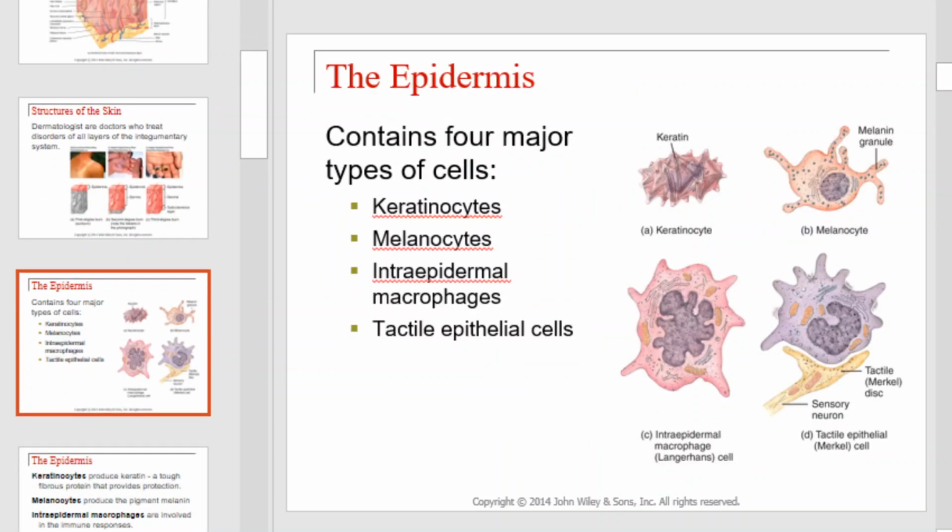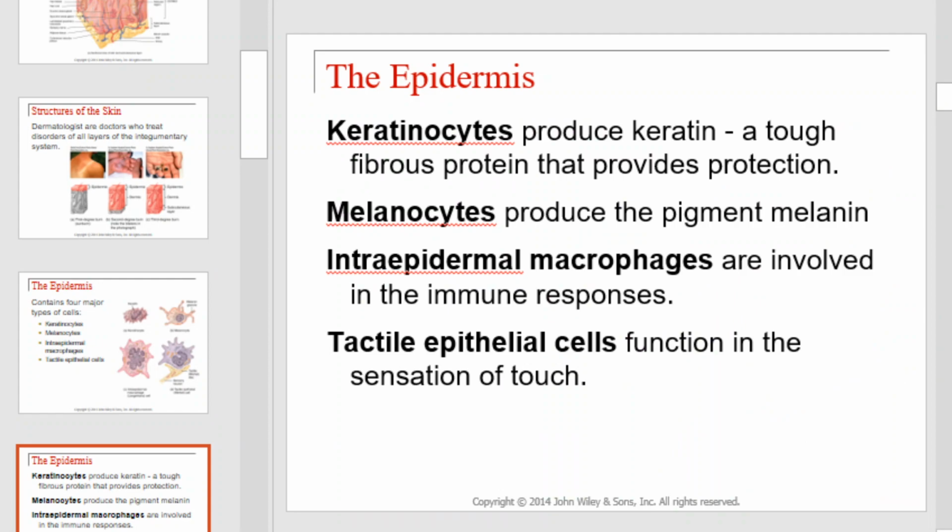The epidermis. The epidermis contains four major types of cells: keratinocytes, melanocytes, intraepidermal macrophages, and tactile epithelial cells. Each is illustrated here. Keratinocytes produce keratin, a tough, fibrous protein that provides protection, while melanocytes produce the pigment melanin, which gives color to your skin. The intraepidermal macrophages are involved in our immune responses, and tactile epithelial cells function in the sensation of touch.